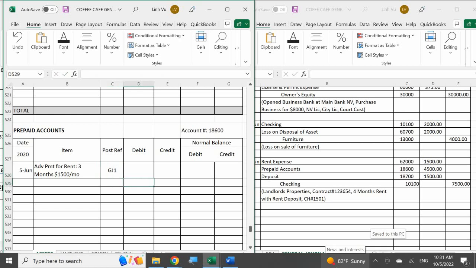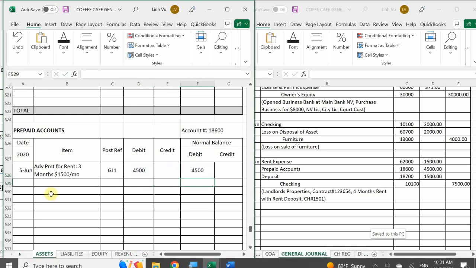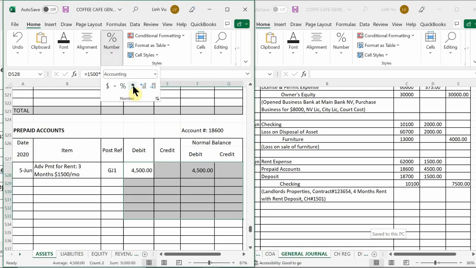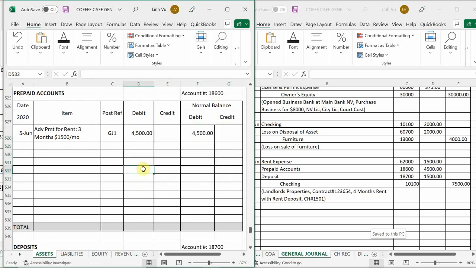Still on the first general journal. Now in this case, we said we paid rent, 3 of them for $1,500 a month. So that's a grand total of $4,500 worth of prepaid rent. So in this case, I was very descriptive of what I made this prepaid account for, because I paid in advance 3 months worth of rent.